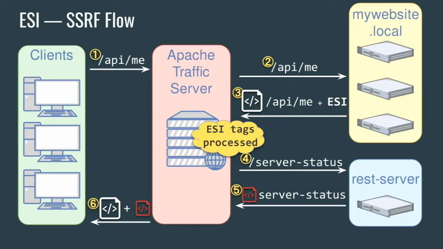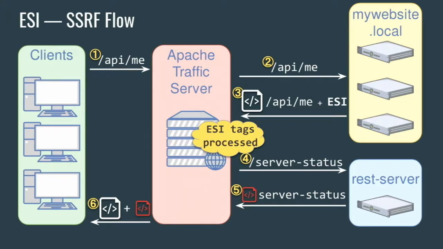Now you have to keep in mind that most ESI engines will only do ESI requests for preemptively whitelisted hosts, meaning that when you configure ESI, you're going to have to say, I'm allowed to do ESI includes of XYZ server. So if you're not requesting XYZ, you're not going to get anything back.